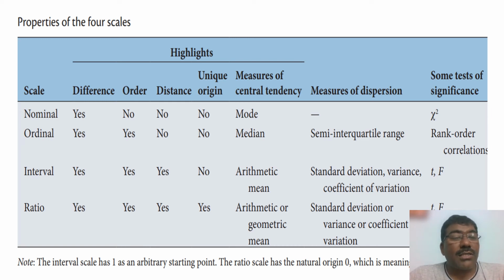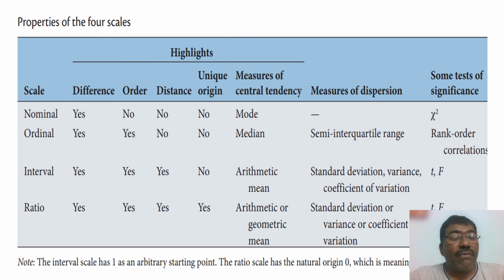Then the ratio scale. The ratio scale is also a categorical classification, and we can also arrange in order, and it has distance. Finally, another characteristic of the ratio scale is that it has a unique origin. So these are the four characteristics that a ratio scale has. For this scale we can apply the arithmetic and geometric mean, and also calculate standard deviation, variance, and coefficient of variance. T and F tests can also be done for tests of significance.